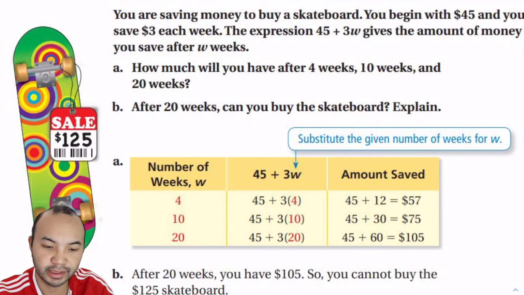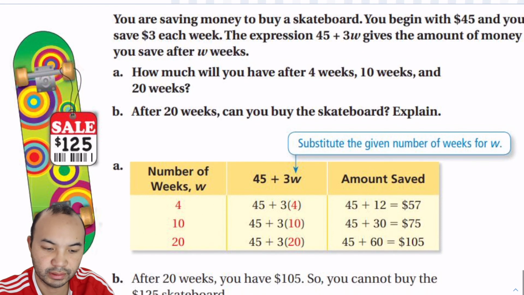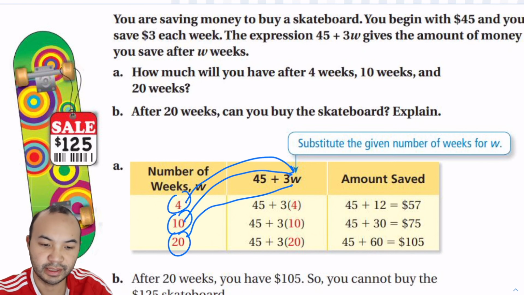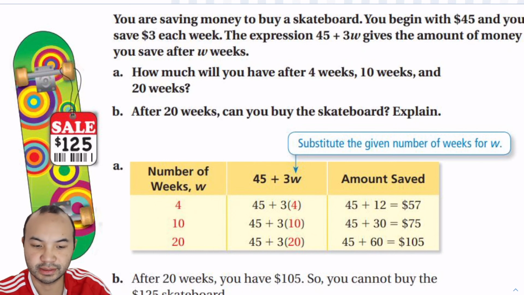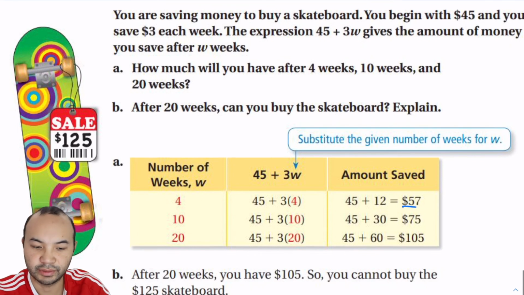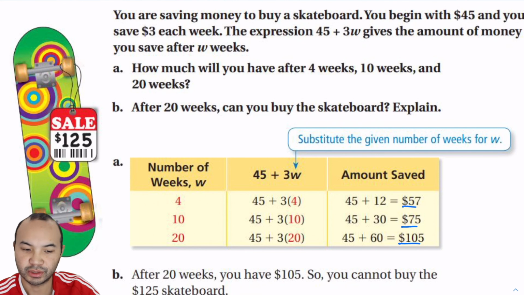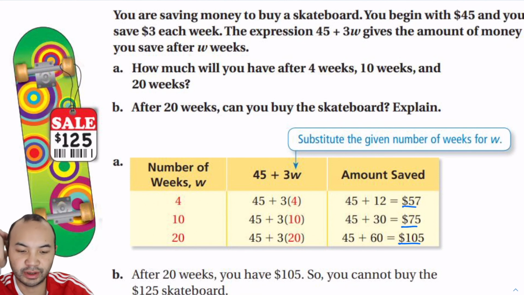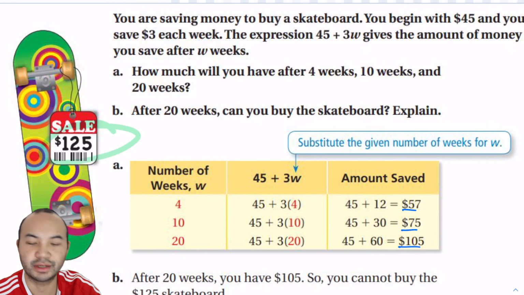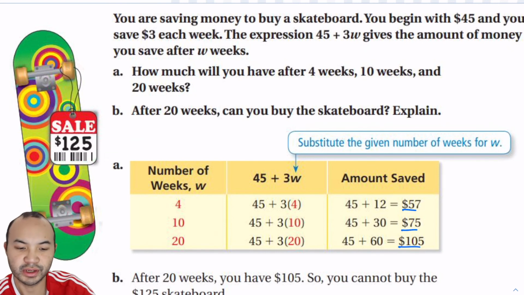And then you plug it in. This 4 goes where the W is. The 10 goes where the W is. 20 goes where the W is. And then you evaluate that. And so after 4 weeks, you get $57. After 10 weeks, you get $75. After 20 weeks, you get $105. So after 20 weeks, you have $105. The skateboard over here says it's $125 for the complete. So unfortunately, you cannot buy the skateboard just yet.